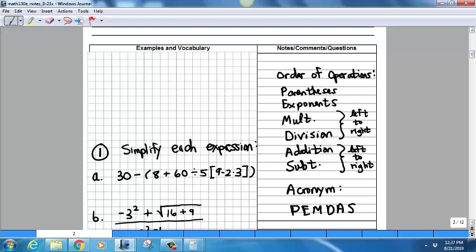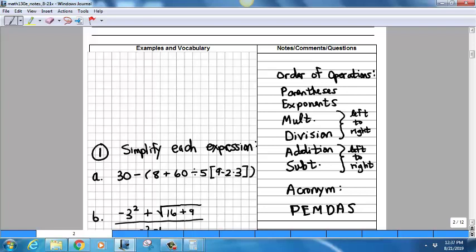So you always work inside grouping symbols first, right? So you're going to do parentheses, okay? So y'all did that right. You want to work inside parentheses first. That was great, okay? And then next, exponents. So if you have exponents, you want to carry the exponents out next, but we didn't have any exponents in that expression, thank goodness, right, okay?